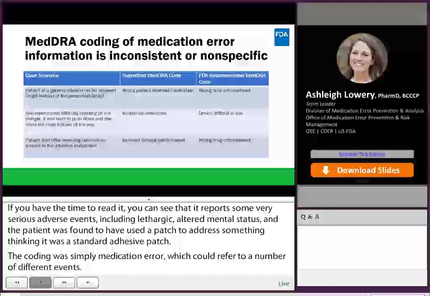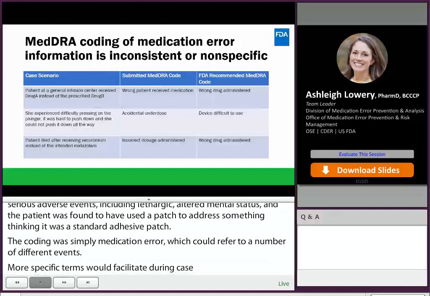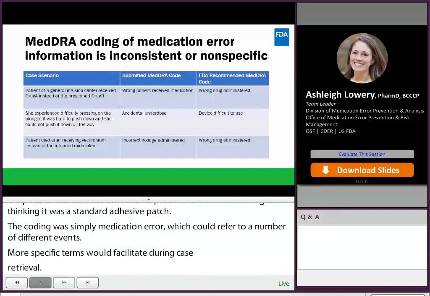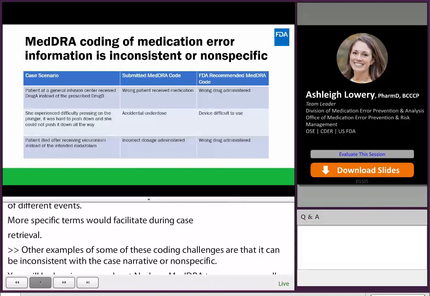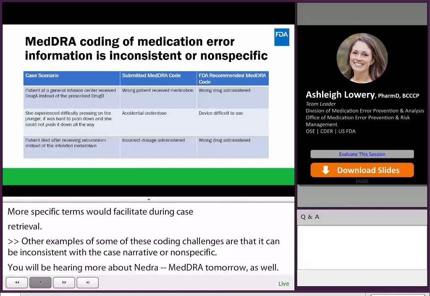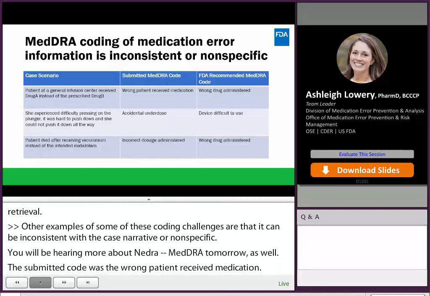And other examples of some of these coding challenges are that it can be inconsistent with the case narrative or nonspecific. And you'll be hearing more about MedDRA tomorrow as well. But one example scenario was a patient at an infusion center who received drug A instead of prescribed drug B. The submitted code was wrong patient received medication, but a recommended, more specific code would be to use wrong drug administered. The second example is a patient who experienced difficulty pressing down on a plunger.